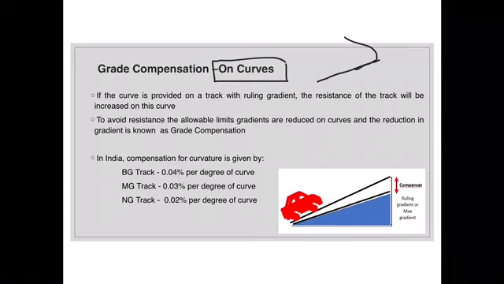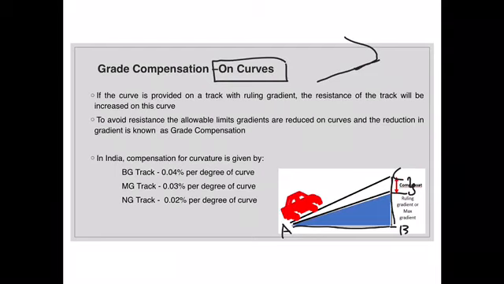You can see here in the picture how much gradient needs to be provided from, say, point A, B, C. From B to C, that is the gradient that needs to be provided. But at the curve, since the resistance will increase because of the combination of both the gradient and the curve, the gradient will be slightly reduced. So what is the amount by which the gradient has been reduced? That we call the grade compensation.